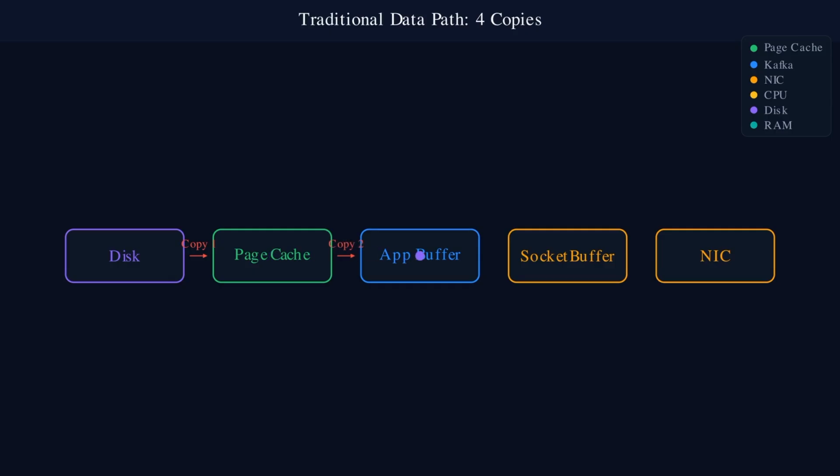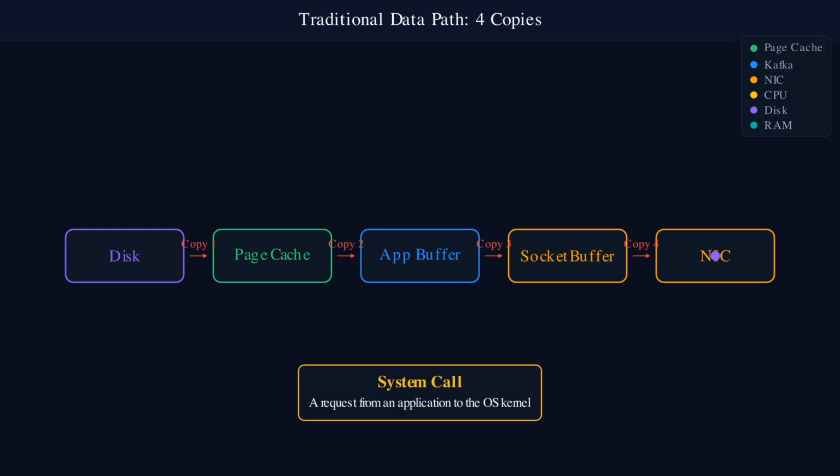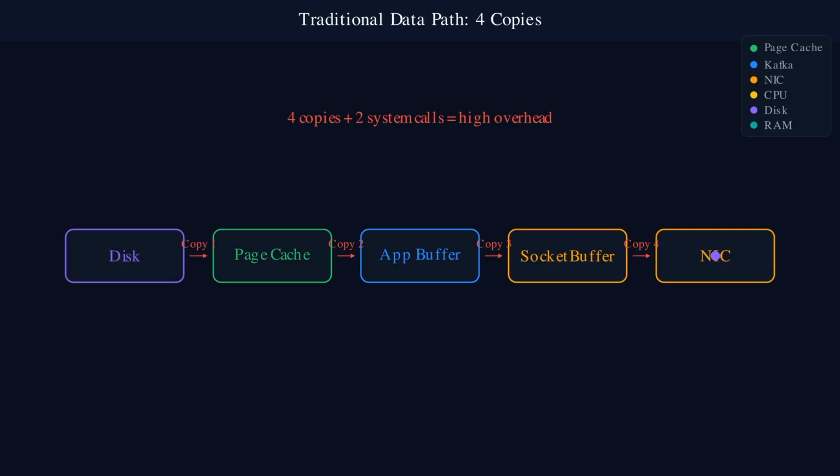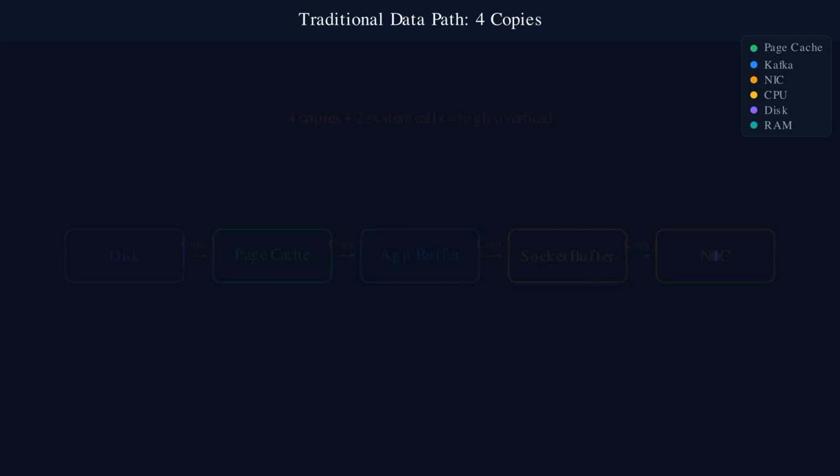In a traditional data transfer path, there are 4 separate copy operations. First, data is read from disk into the operating system's page cache. Second, it's copied from page cache into the application's memory buffer. Third, from the application buffer into a socket buffer. And fourth, from the socket buffer to the network interface card. With 4 copies and multiple system calls, which are requests from the application to the operating system kernel, this naive path burns CPU cycles and wastes memory bandwidth, making it very inefficient.